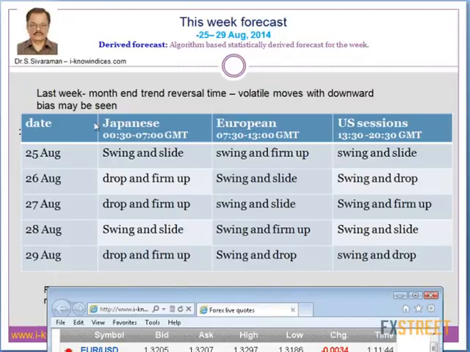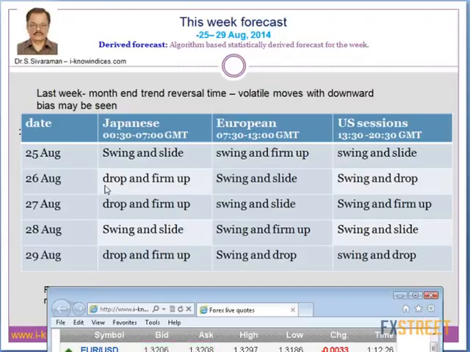Now, the expected market moves in this week, 25th. Today is 25th of August, Monday. Swing and slide moves are expected during the Japanese session and then firm up during the European session. And then swing and slide during the US session. We will not come across the week-beginning false move, because that is going to be the type of move they make only during the trending time. Now it is a trend reversal time. They will try to alternatively make up and down moves.